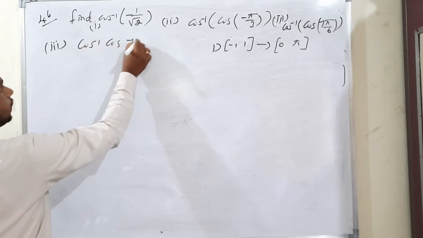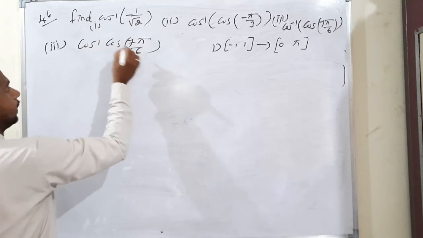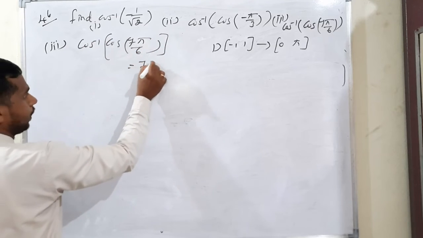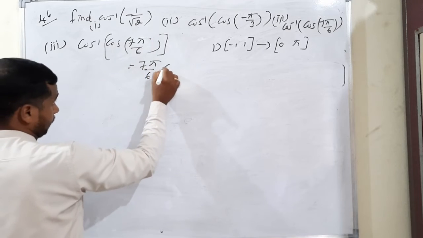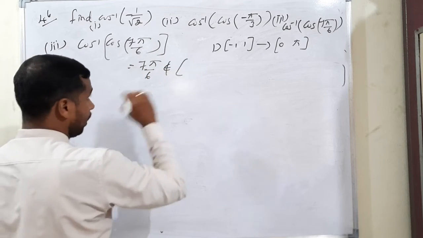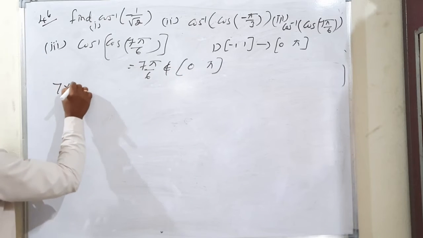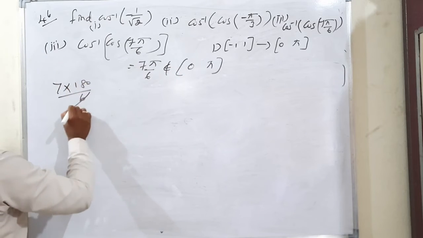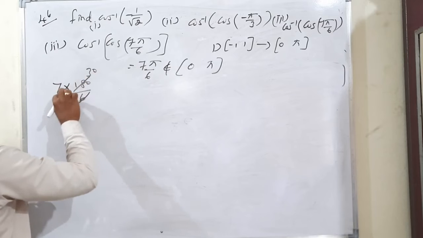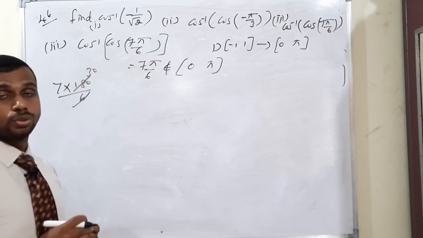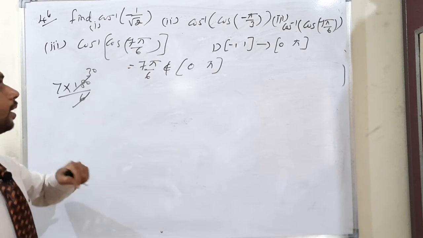Cos inverse cos of 7 pi by 6. It does not belong to 0 to pi. How? 7 into 180 divided by 6. 180 divided by 6 is 30 degrees, and 7 into 30 is 210. It's more than 0 to 180. So we just have to rearrange it.